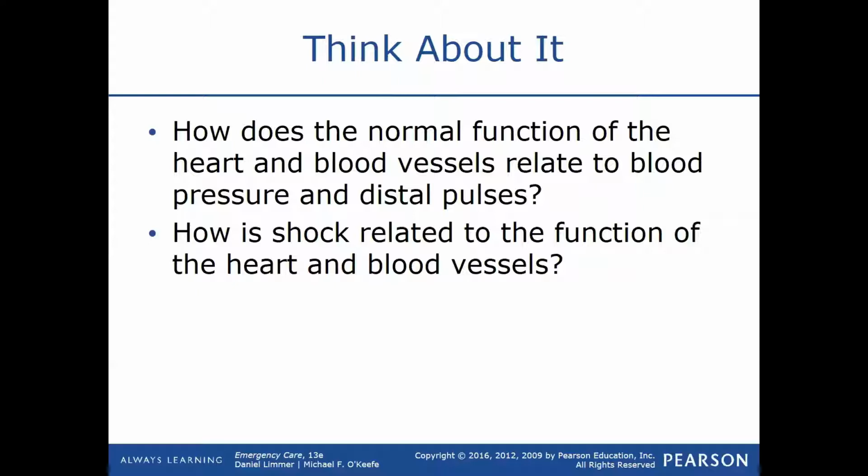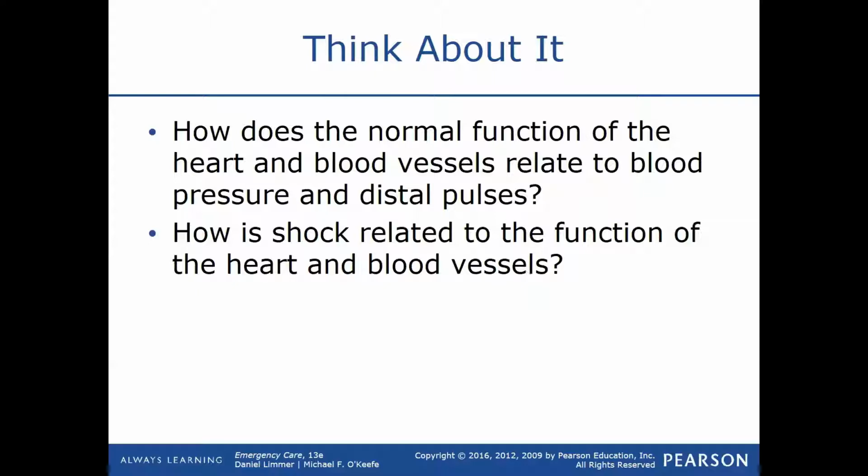Exactly. So if you have a normal function of the heart, then every time that left ventricle contracts, pressure is going to rush through the vessel, and that creates that distal pulse, right? Every time that left ventricle squeezes blood into the aorta, that creates a wave force that allows us to feel that distal pulse. And then the blood pressure too. Every time that left ventricle contracts, that pressure that rushes through the vessels creates the blood pressure that we read also. Good job.